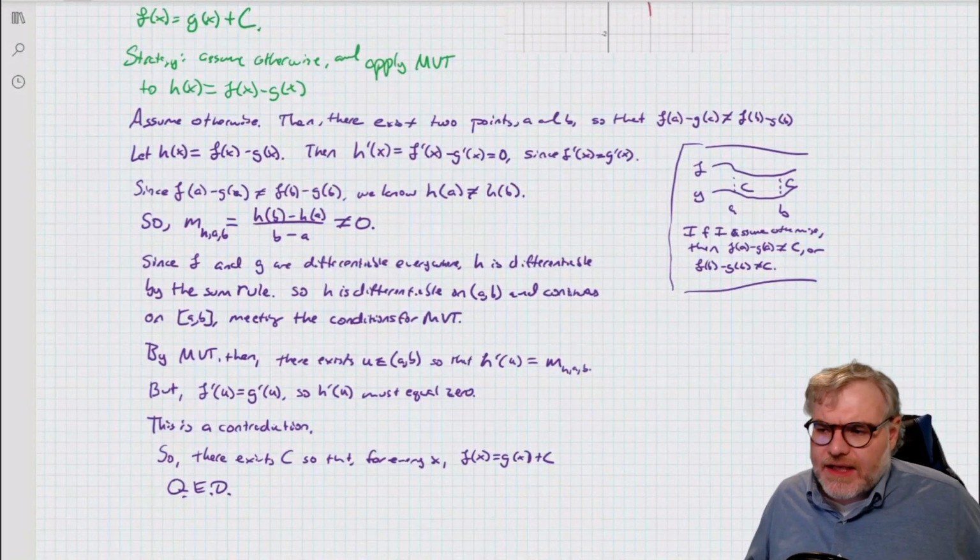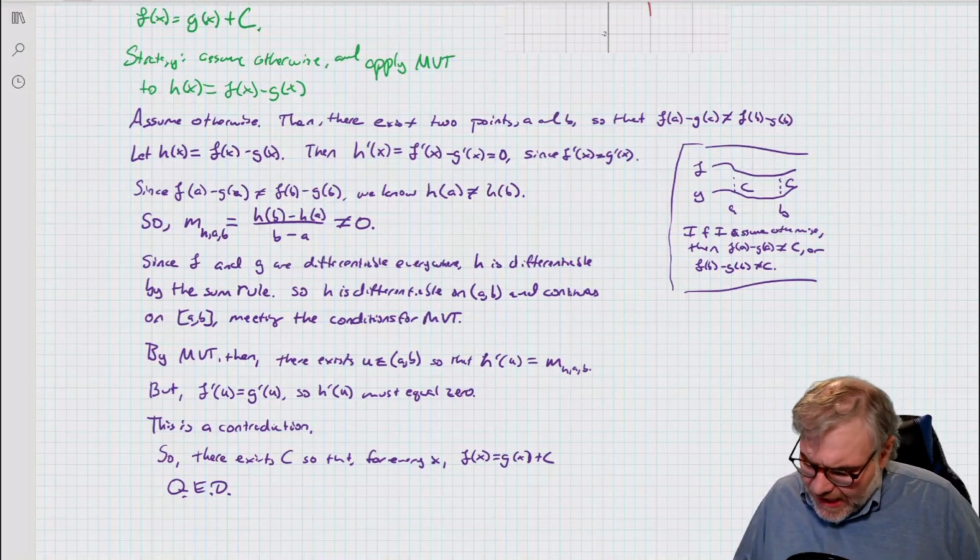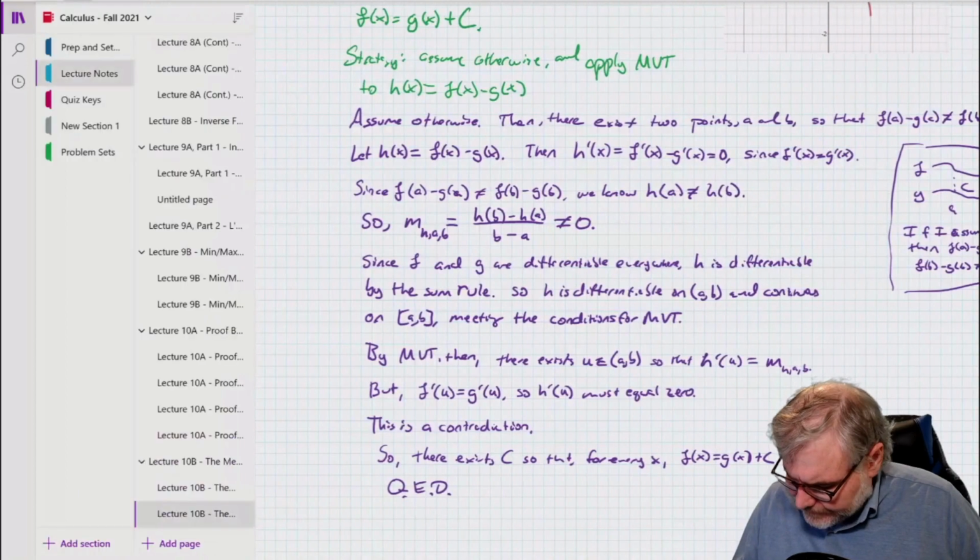when we prove the Fundamental Theorem of Calculus Part 2. So we need this little tidbit. Okay, to do that.